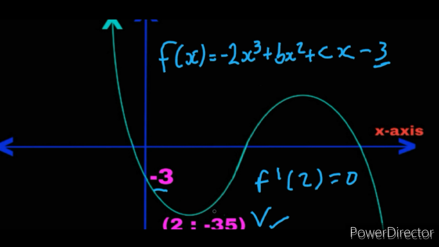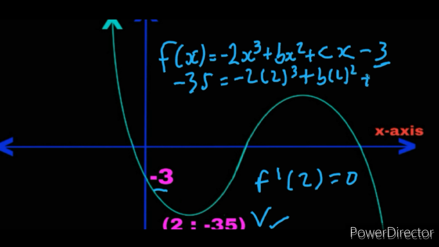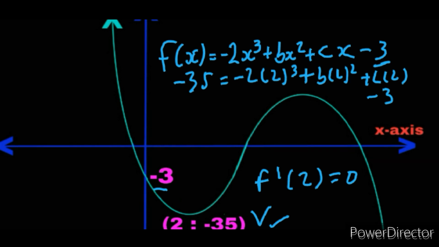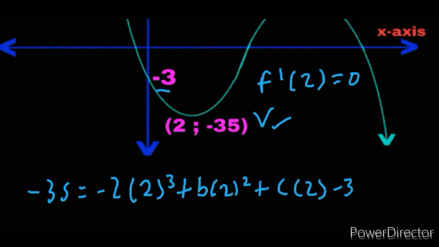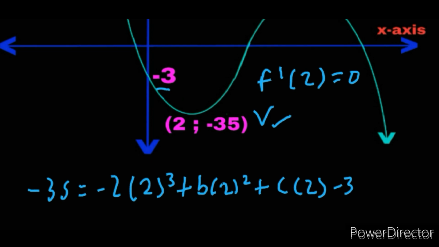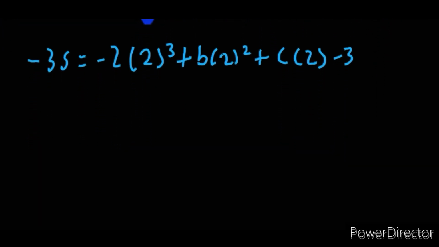So if we substitute 2 into the original, we end up having negative 35 is equal to minus 2 into 2 cubed, plus b into 2 squared, plus c into 2, and minus 3. So let me rewrite this. So I have rewritten this. So let's simplify this equation.